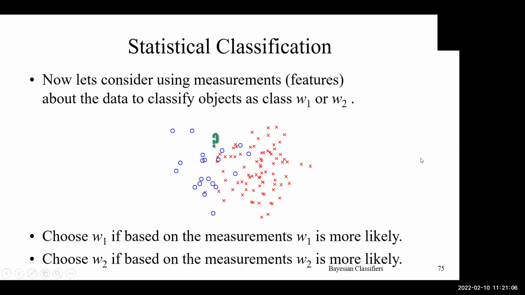And this is all of what we're doing with Bayes. Give it an unknown point. Choose class 1 if based on the measurements, class 1 is more likely. Choose classification 2, class 2, based on the measurements, class 2 is more likely.